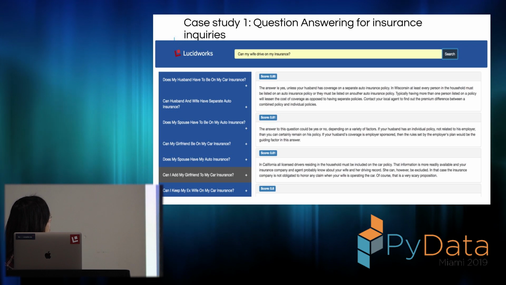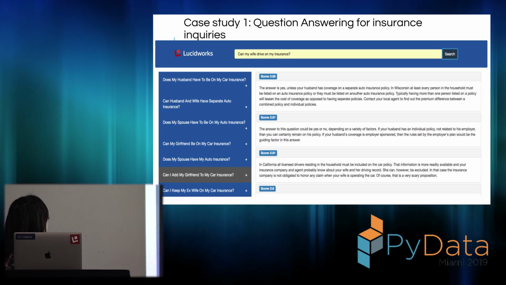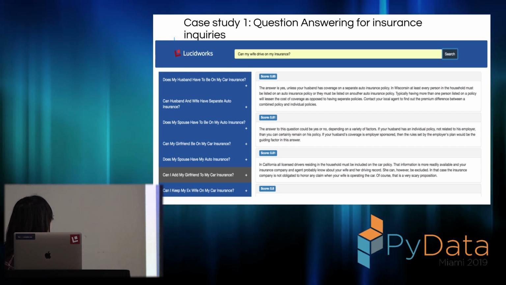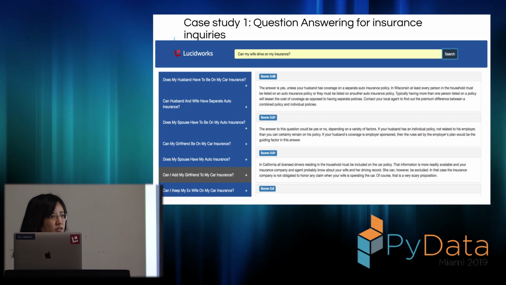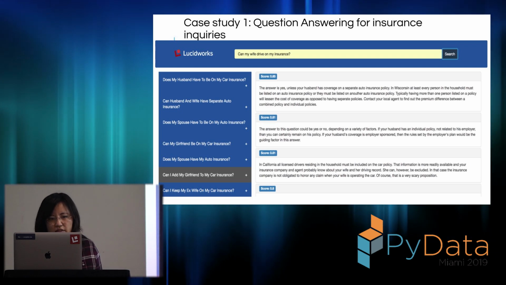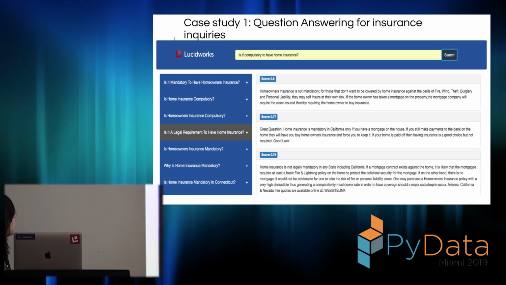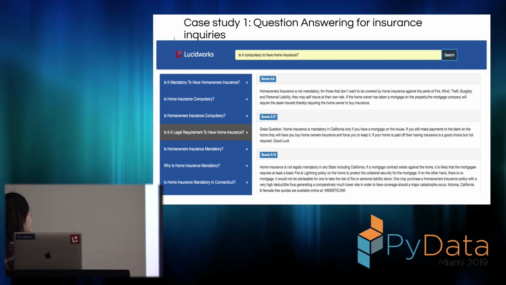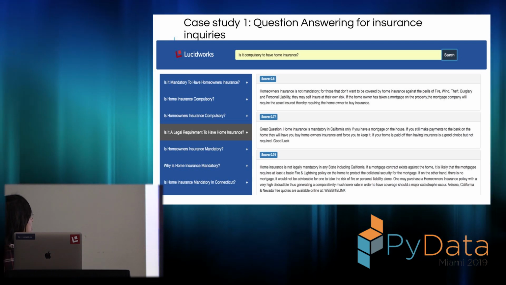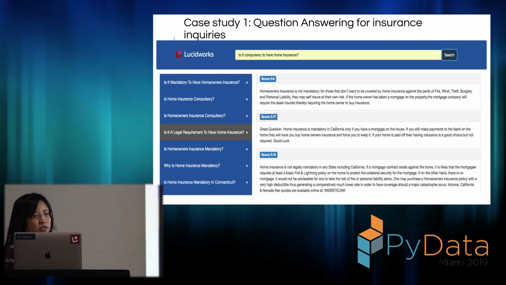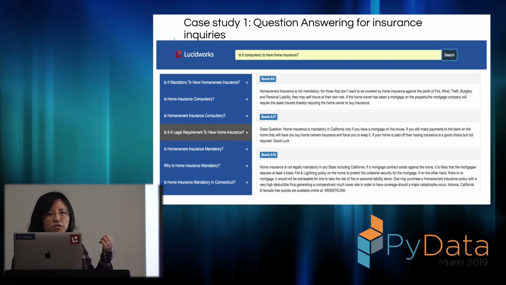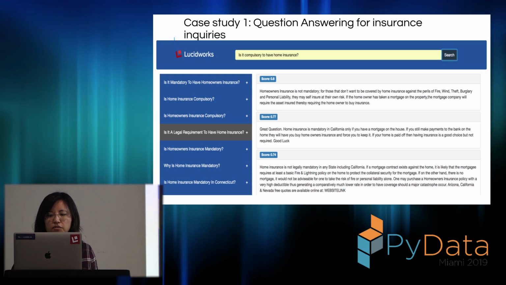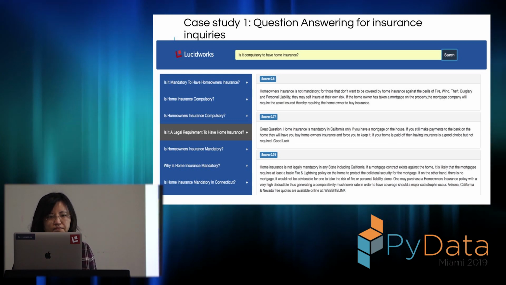So the question: can my wife join my insurance? And it finds similar questions: does my husband have to be on my car insurance? How about my spouse, my girlfriend, even my ex-wife? So it can find very similar questions. And another example is: is it compulsory to have home insurance? And it is able to find: is it mandatory to have home insurance? Is it a legal requirement to have home insurance? So when people try to use this question answering system in real life, they can use all kinds of wording and are still able to find the answer themselves.